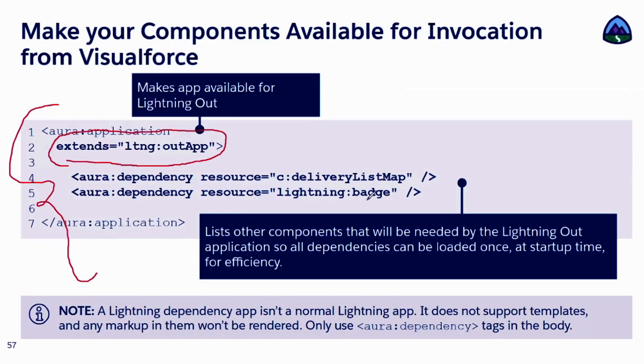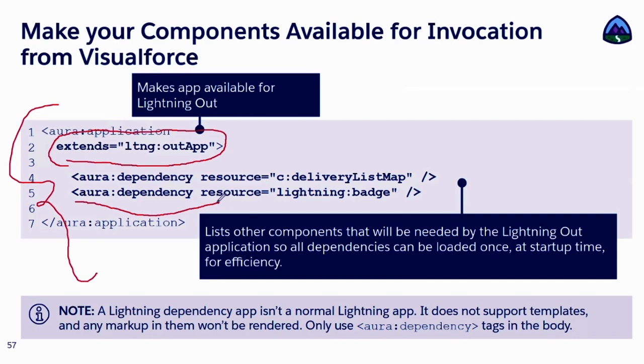Now, the components that you want to take outside Lightning Experience, you are going to add here as a dependency, not simply as a component name like c:deliveryListMap in angle brackets. No, you will launch them as a dependency. The advantage of using aura:dependency is that while compiling this Aura application and pushing it to the target org, it's going to check: is this delivery list map available in the c namespace? Is your badge component available in the lightning namespace?